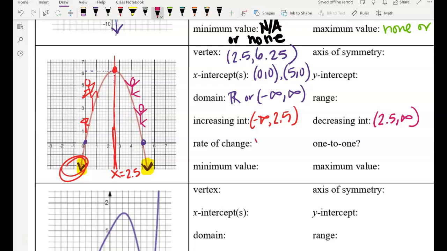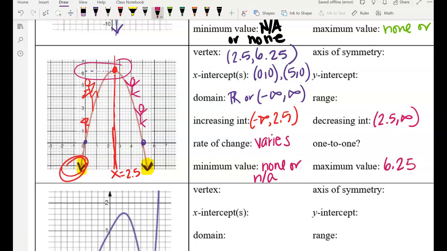Rate of change, we are going to say it varies for now because we are not going to learn the slope yet for anything except a line and the absolute value function. Minimum value, there is no minimum value. None or N/A, okay? We do have a maximum value, student, at the very top here. So the maximum value is the y value, and that's usually the vertex y, so that's 6.25.